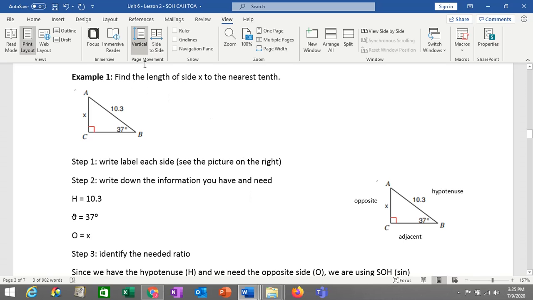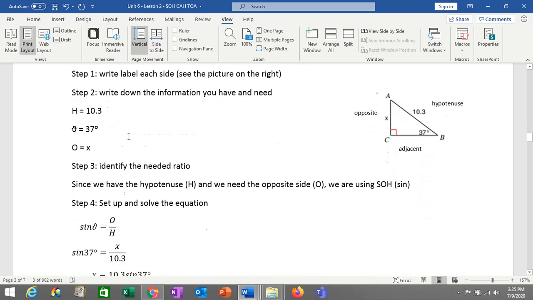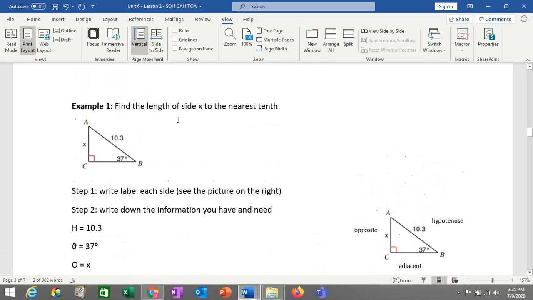Okay, example 1. Find the length of the side x, which is here, to the nearest tenth. So what we need to do then is find this side. So I'm going to take you through a few steps. I've listed them as 4 steps that you can do step by step to get answers to these right angle triangle problems.